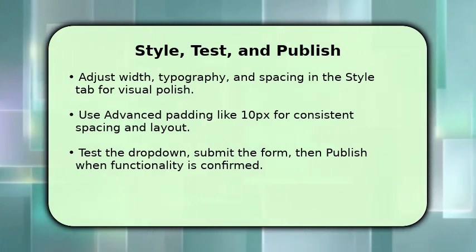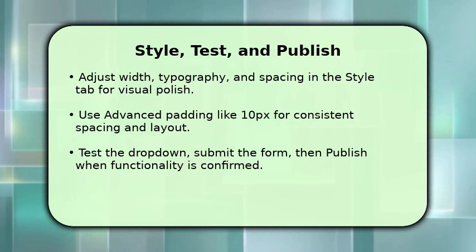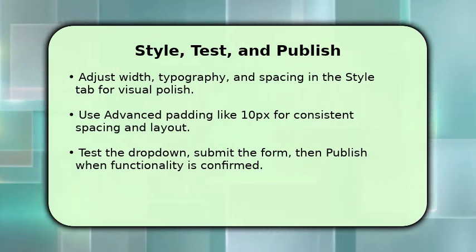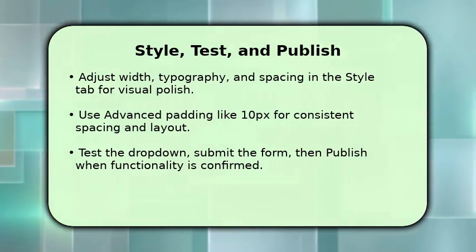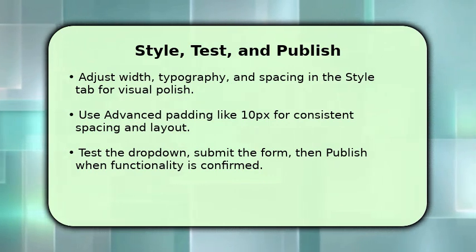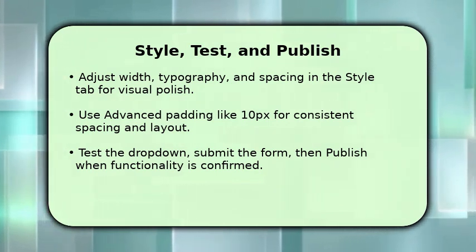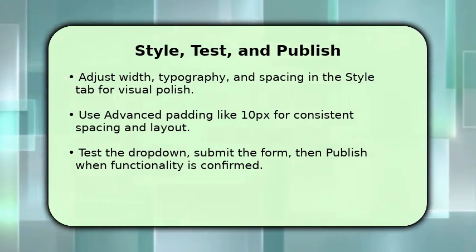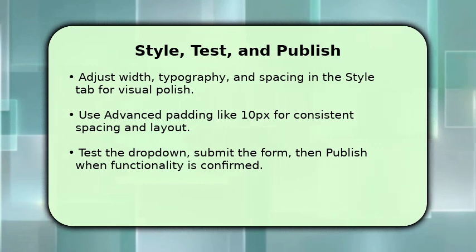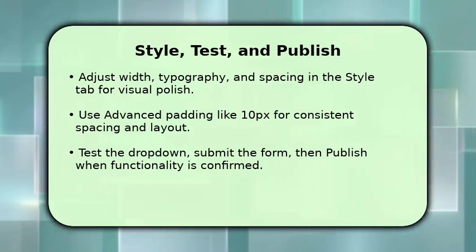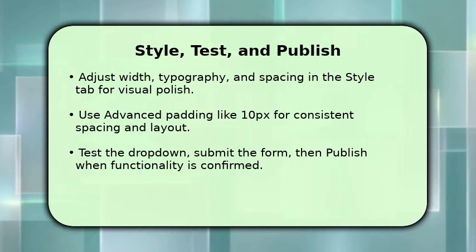Set width in pixels or percent, adjust typography for font size, and change colors for text and background. Use the border and padding controls. Set padding to 10px or your preferred spacing for touch-friendly areas. In Advanced, add custom CSS selectors or responsive visibility so the drop-down behaves on mobile.